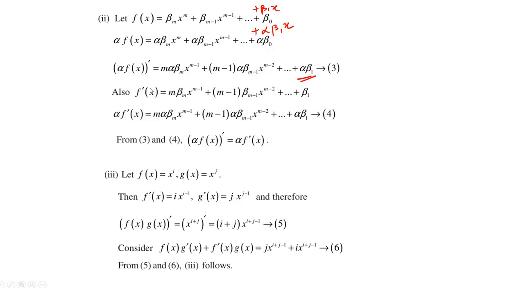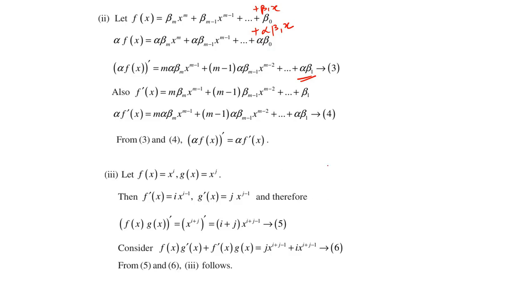When we consider f prime, the derivative of f of x, which we have as m beta m x power m minus 1, m minus 1 beta m minus 1 x power m minus 2 up to beta 1. So when you multiply it throughout by alpha, this is what you get. From 3 and 4 we have this.